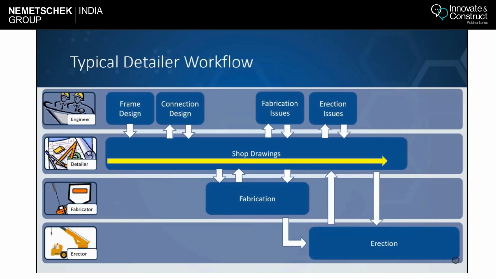Okay, this is just a small image I have shown to put my point across more clearly. Nowadays, the responsibility of connection design is being landed on the detailer. So a lot of time is being consumed. You can see the yellow arrow. A lot of the detailer's time is getting consumed in to-and-fro communication with the designer, your fabricator and erector regarding their preferences. And it basically elongates your project timeline.